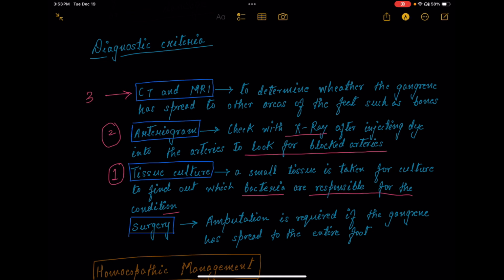And the third one is CT scan and MRI. These two imaging techniques are done to determine the spread of the gangrene, if the gangrene has spread to the inner tissues like bones. The fourth one is surgery. Surgery is done if the gangrene has spread to bones, then we go for surgery, that is amputation.